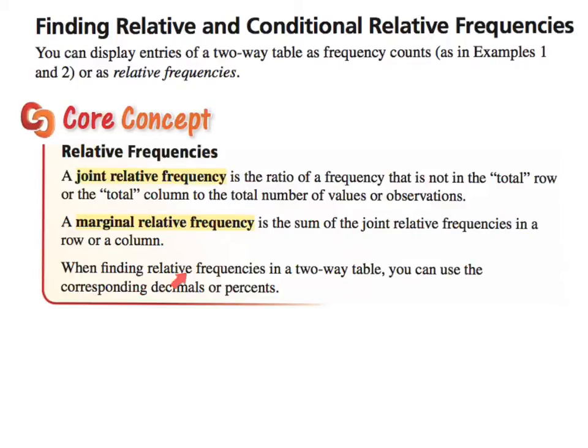When finding relative frequencies in a two-way table, you can use the corresponding decimals or percents. So this may not make sense to you. Let's do an example and I'll show you what it means. The number one thing I want you to take from this, though, is that we're going to be talking about decimals and percents.